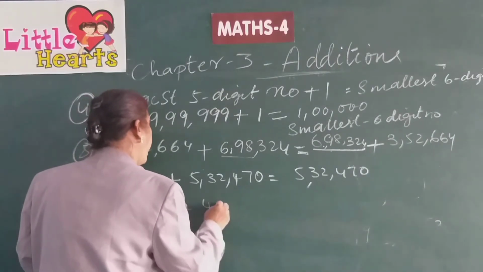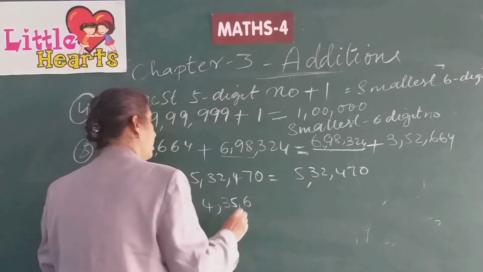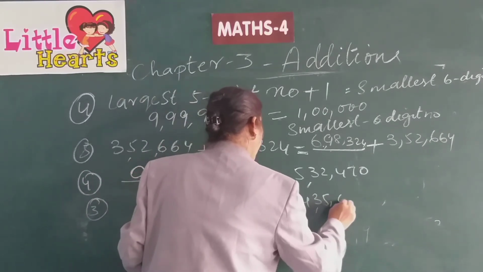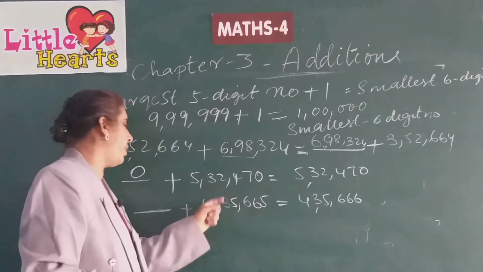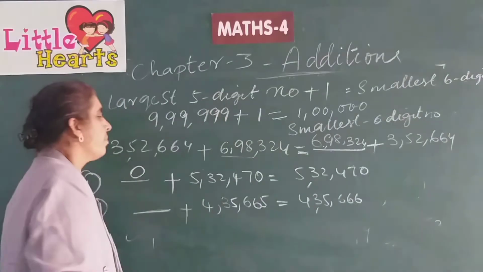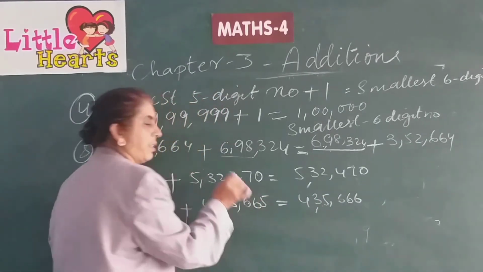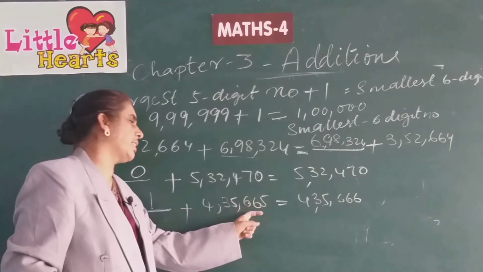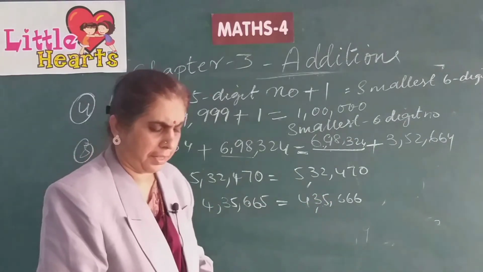Dash plus 4,35,665 equals 4,35,666. Here this is the next number after that number. So we should add 1 here. 1 plus 4,35,665 equals 4,35,666.